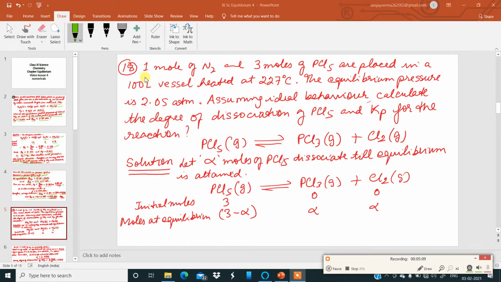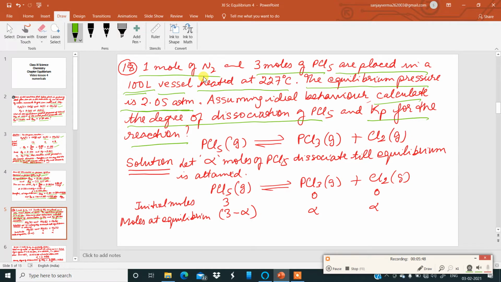1 mole of phosphorus pentachloride and 3 moles of chlorine are placed in a 100 liter vessel heated at 227 degrees Celsius. Temperature is 227 degrees Celsius. The equilibrium pressure is 2.05 atmosphere. That means the pressure of the system after equilibrium has been reached is given as 2.05 atmosphere. Assuming ideal behavior of the gases, calculate the degree of dissociation alpha of phosphorus pentachloride and Kp for the reaction.